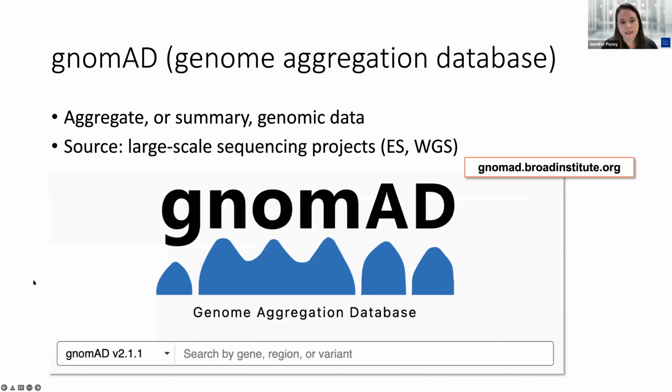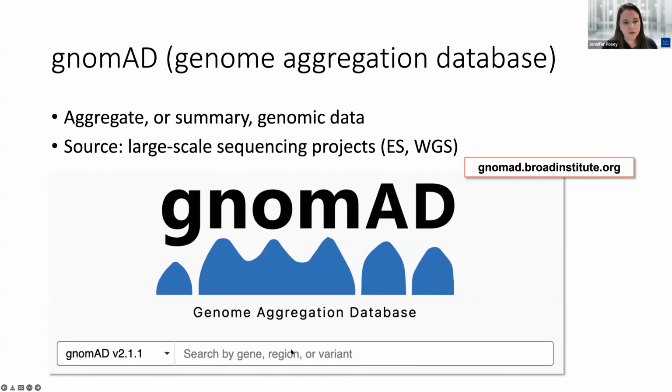I next want to move on and highlight just a few things from the gnomAD database. So this will by no means cover everything that you can do with this database, but I wanted to highlight a few things to make sure that you know about these, as I think they'll be helpful to you later in the week. So this is the Genome Aggregation Database. And it's a data set of aggregate or summary genomic data. So the source is really large scale sequencing projects. These are exome sequencing and genome sequencing data sets.